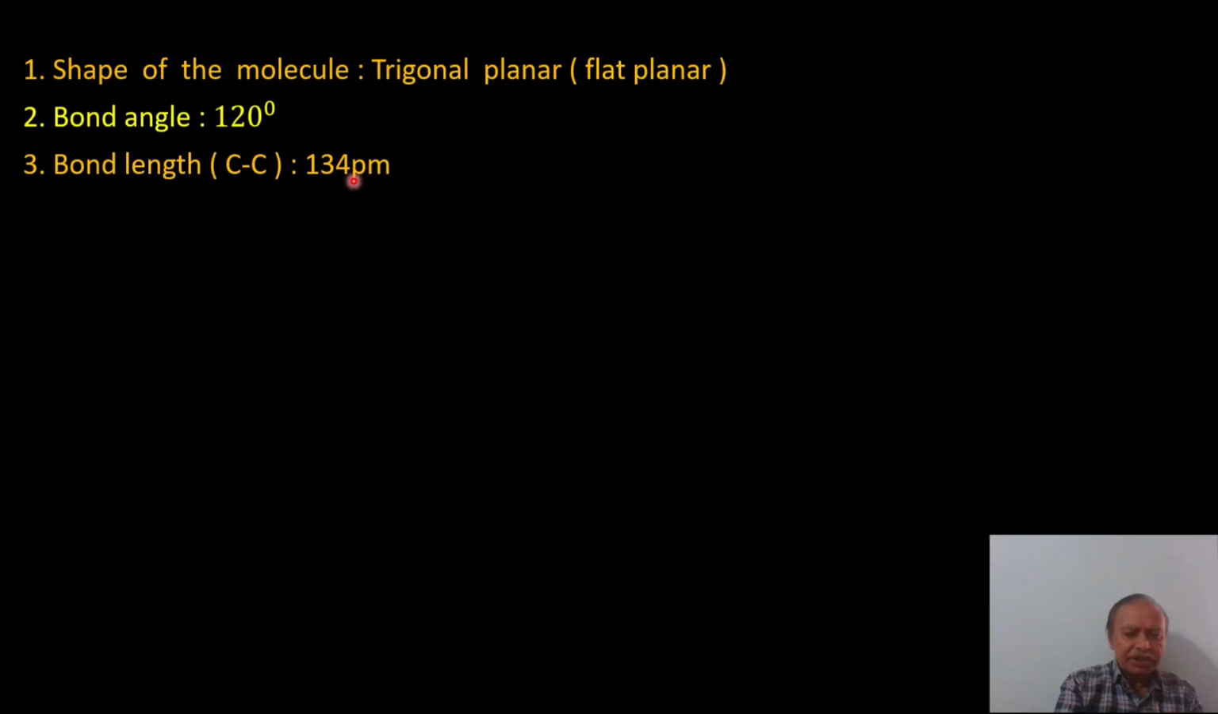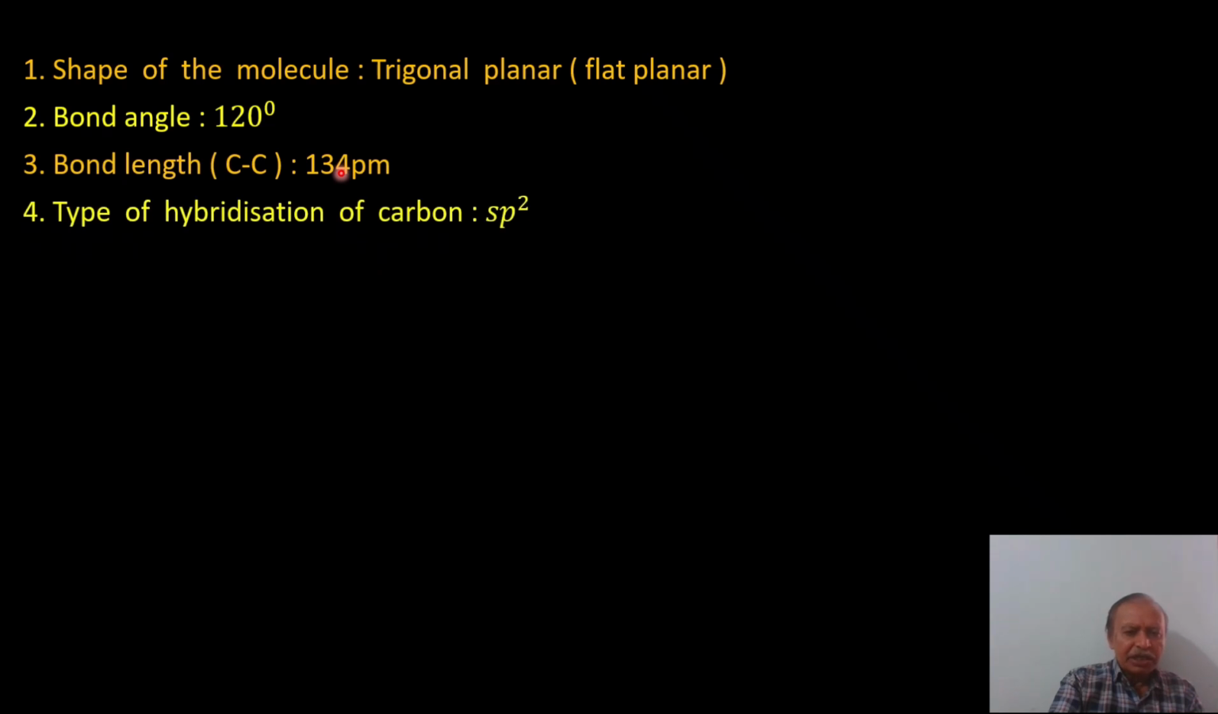The bond length between carbon and carbon is 134 picometers. That is a double bond length, because there is a double bond between the two carbon atoms in ethene. So this bond length is the carbon-carbon double bond length in ethene, that is 134 picometers.